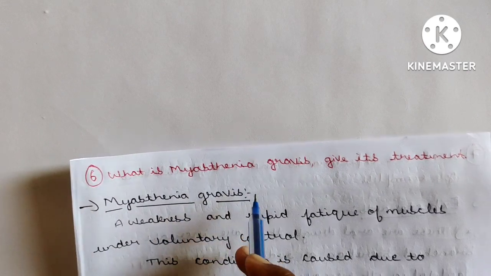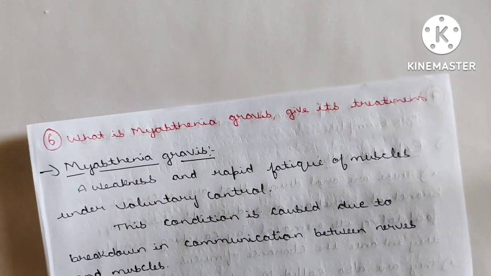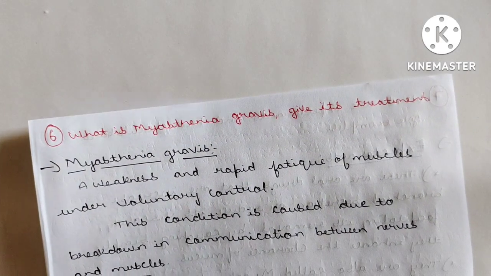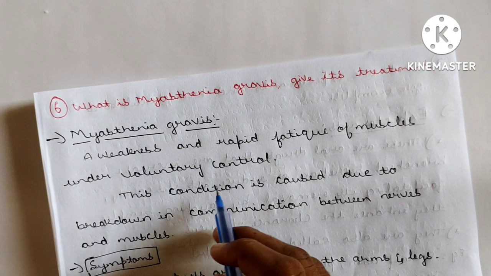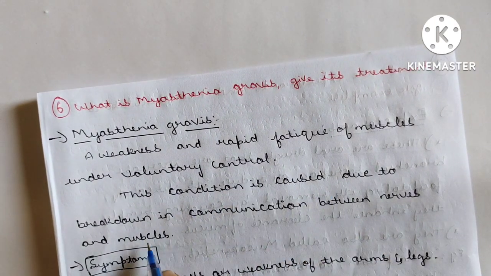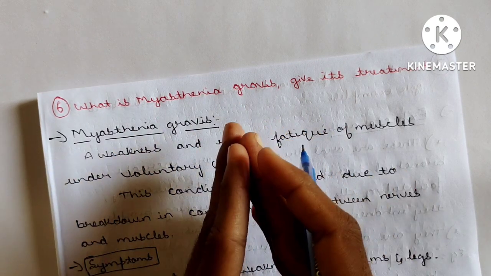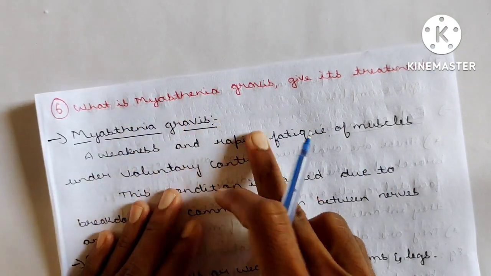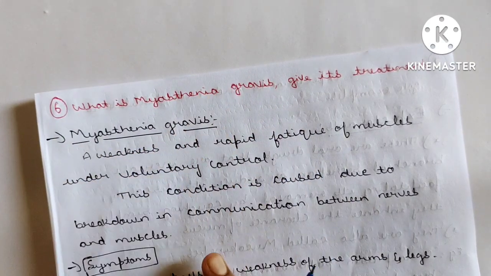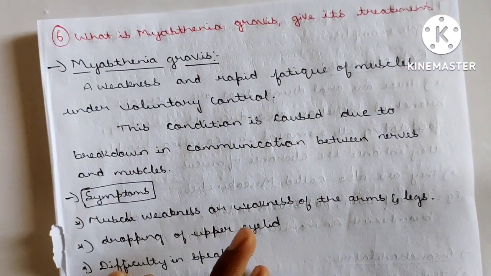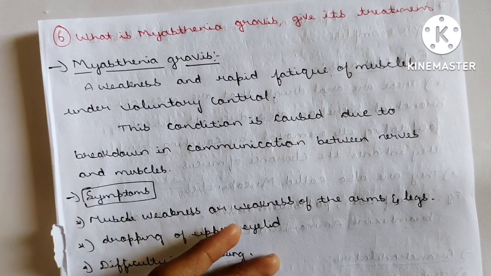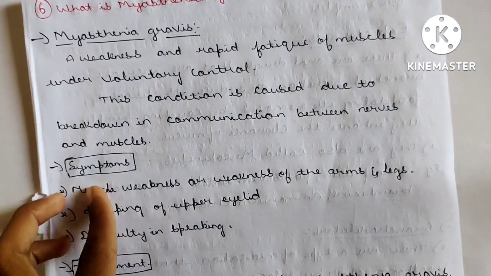What is myasthenia gravis? Give its treatment. Very simple. Myasthenia gravis is a weakness and rapid fatigue of the muscles under voluntary control. This condition is caused by a breakdown in communication between the nerves and the muscles. Communication between the nerves and the muscles has stopped. The relationship has been cut. For that reason, myasthenia gravis is caused, the main cause.